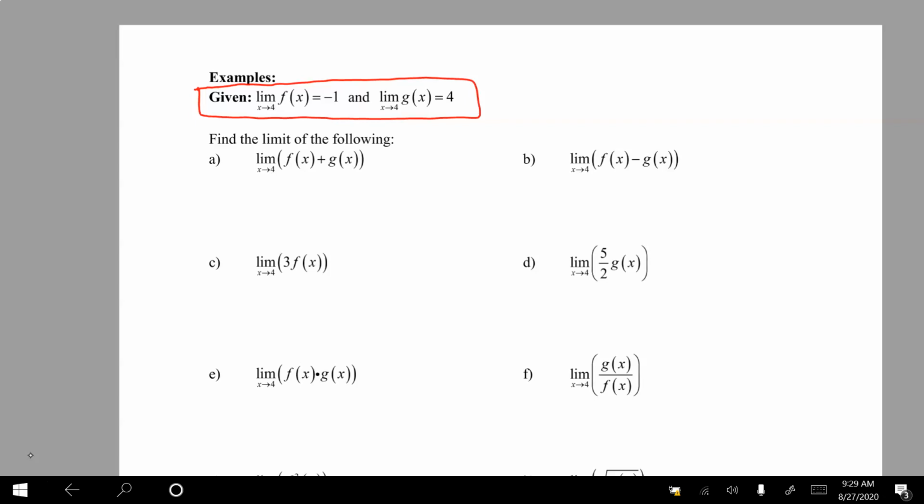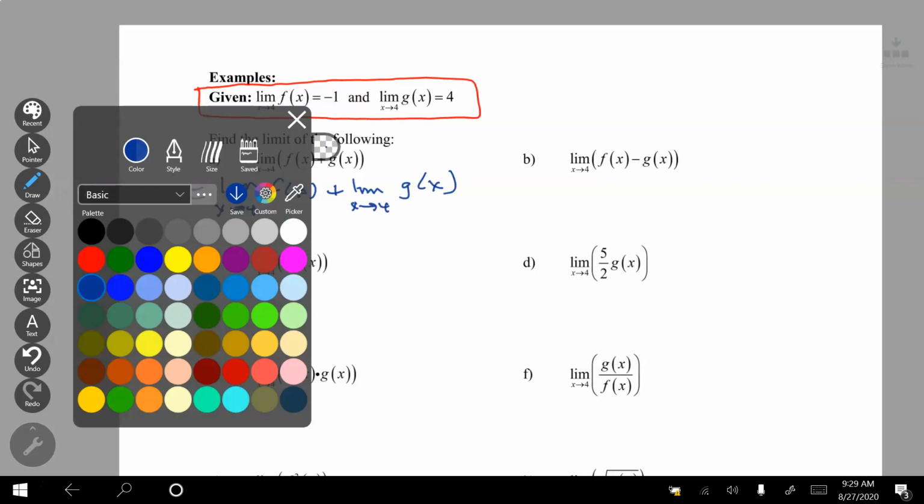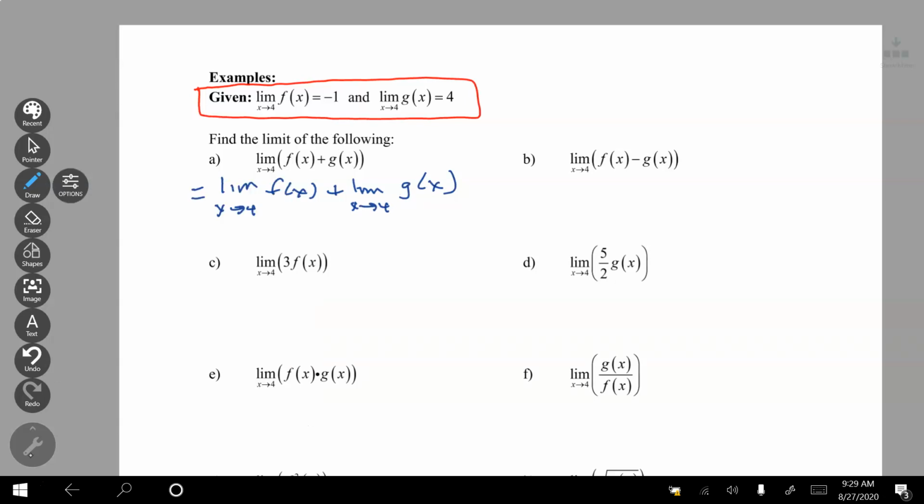So for this first example, I'm just going to split them. The limit as x goes to 4 of f of x plus the limit as x goes to 4 of g of x, and well, the limit of f of x is negative 1 plus the limit of g is 4, and that adds up to 3. So my result is 3. It is that easy. Okay, I'm going to pause the video and try some more examples, and you could check your results. You should try these on your own. Check your results when the video picks back up.